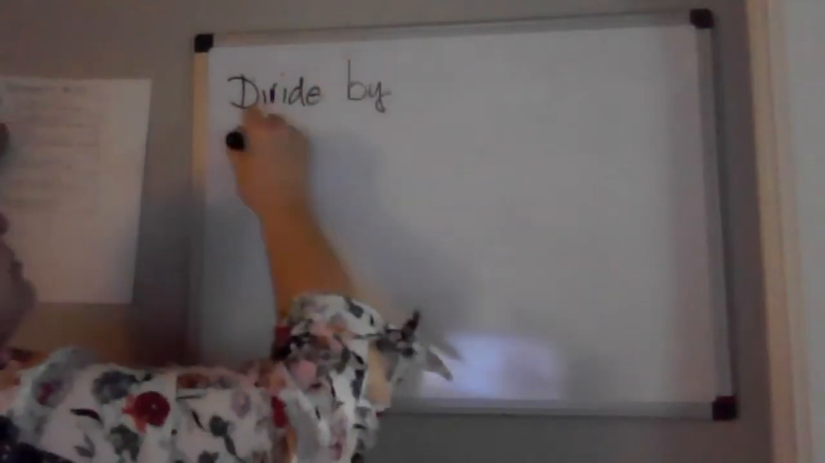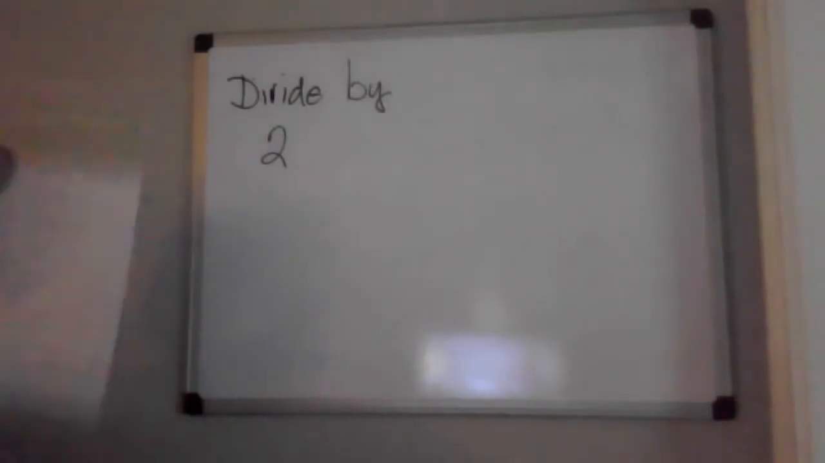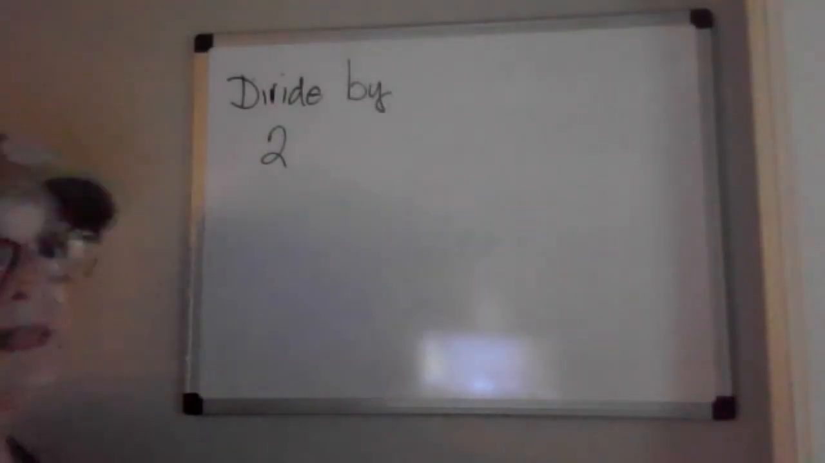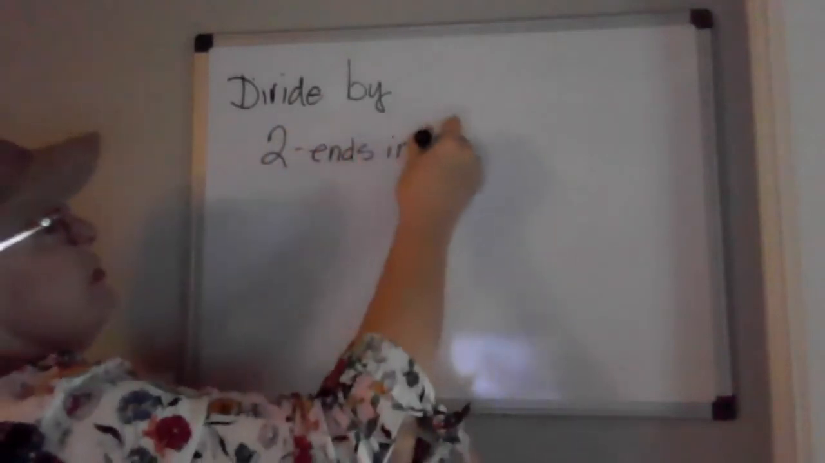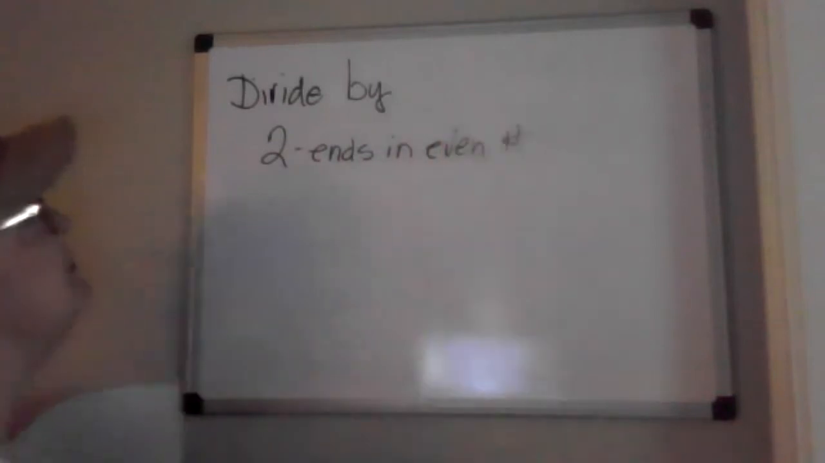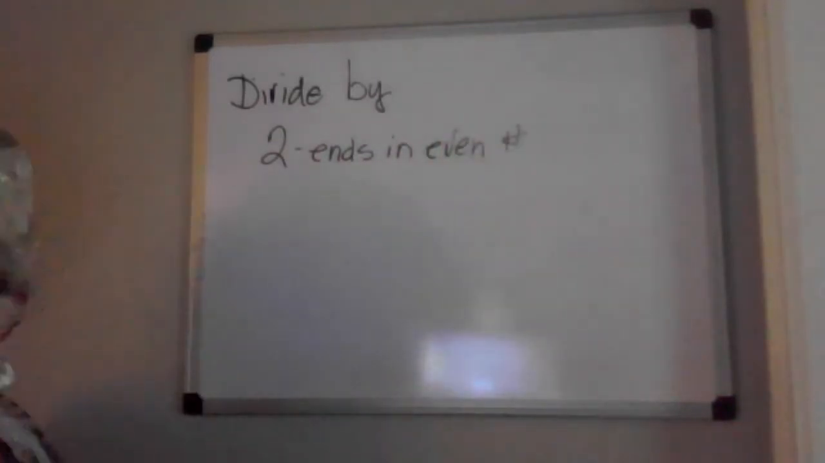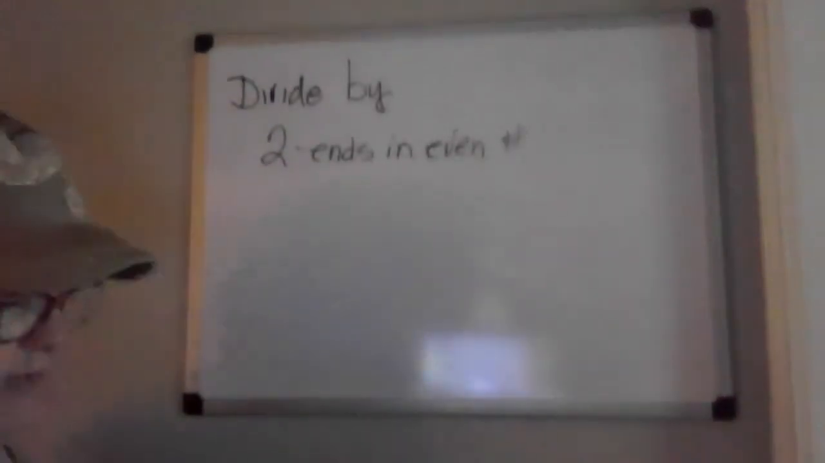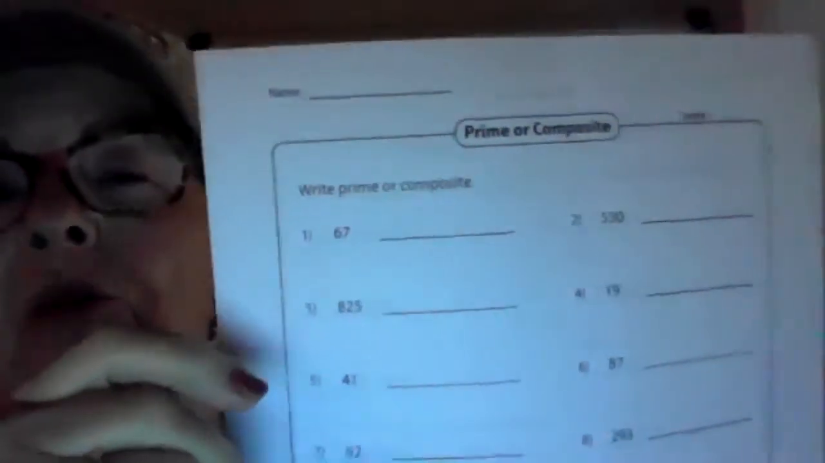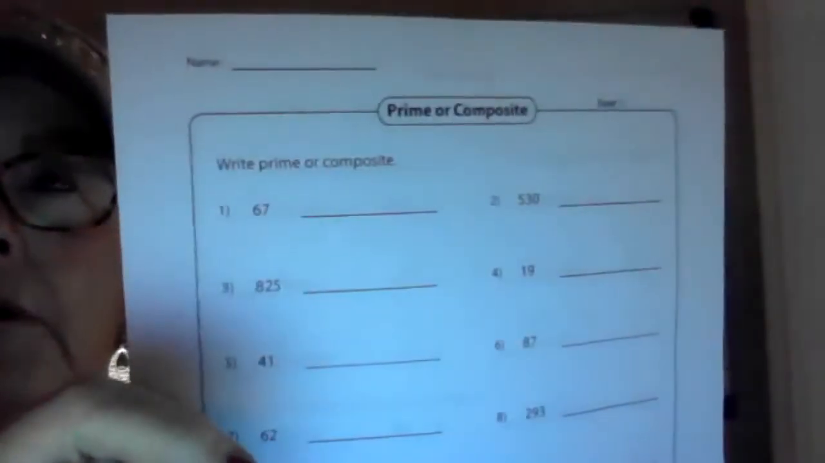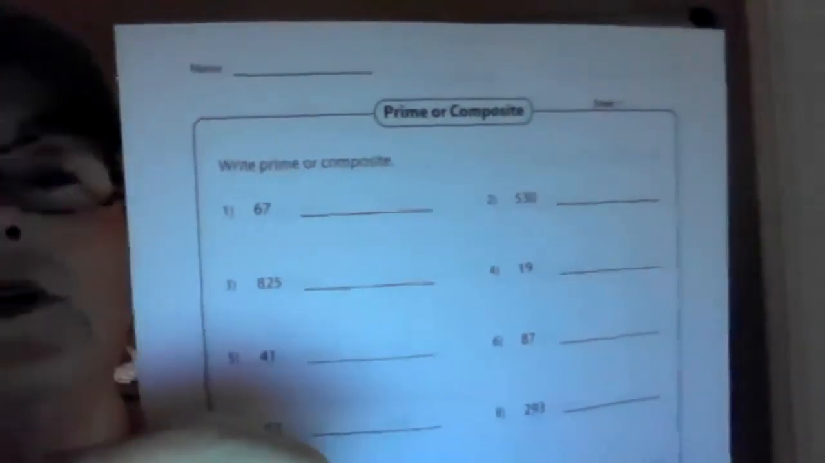If it will divide by 2, if the number will divide by 2, it ends in an even number. Okay, if it will divide by 2, it ends in an even number. So let me see if I can juggle stuff here. So tell me, if I can find a number on here that'll divide by anything besides 1 and itself, then it's not prime.